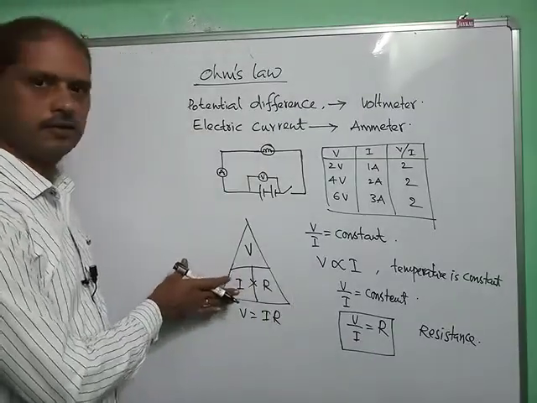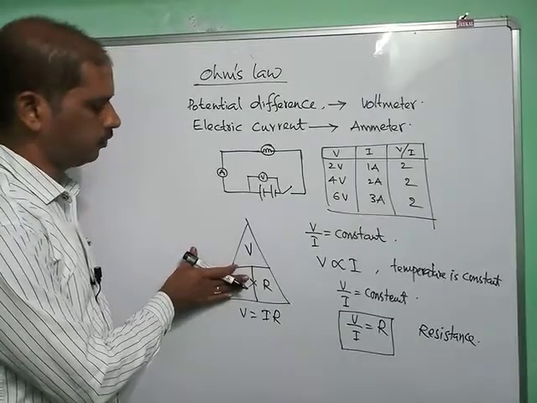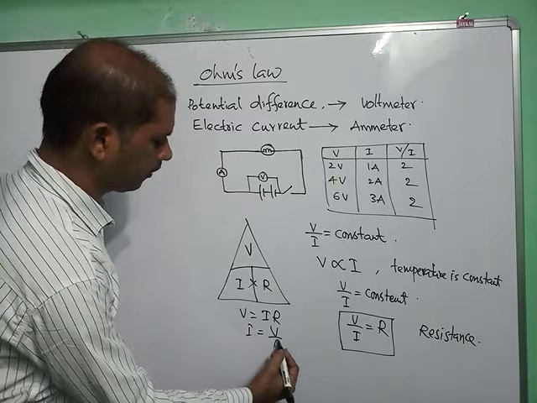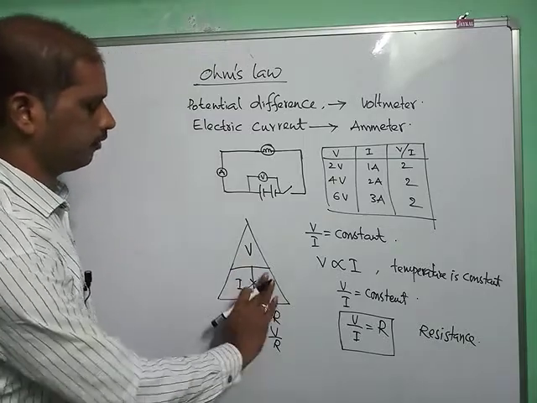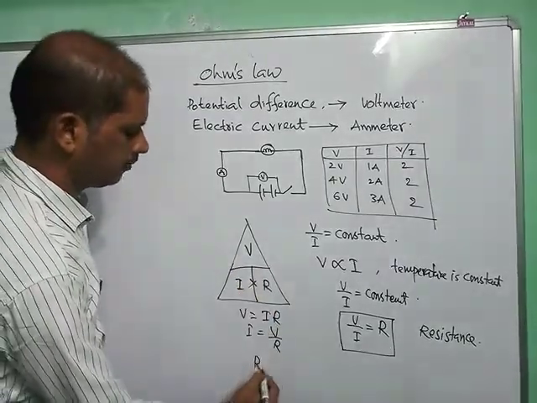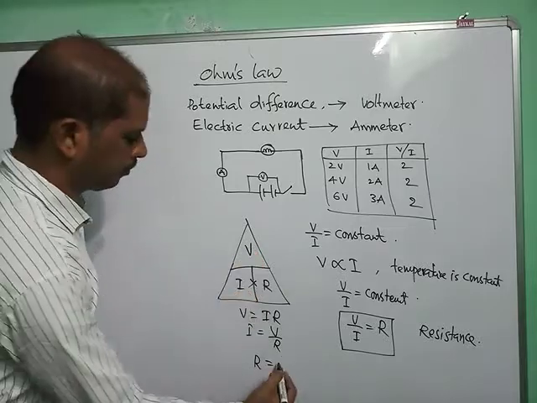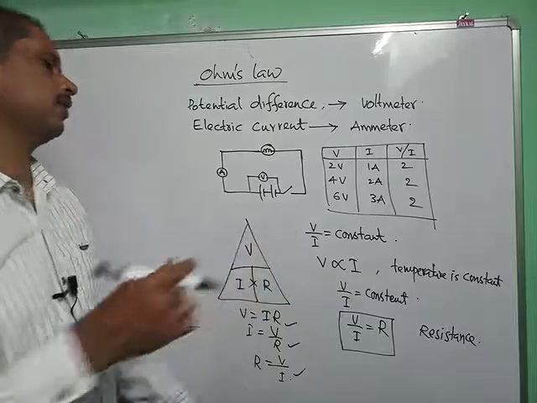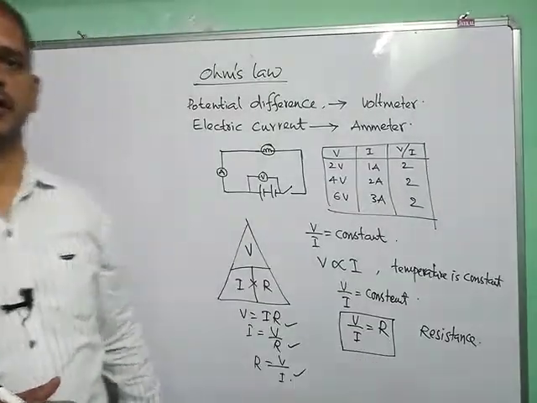If you want to find out I, the electric current, you have to close I. Then I is equal to V by R. If you want to find out R, close R, and what remains is V by I, so R is equal to V by I. So these are the relations from Ohm's law.